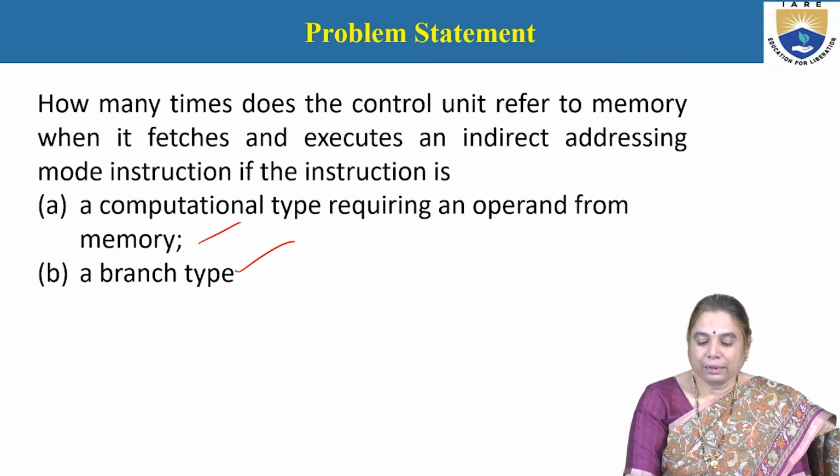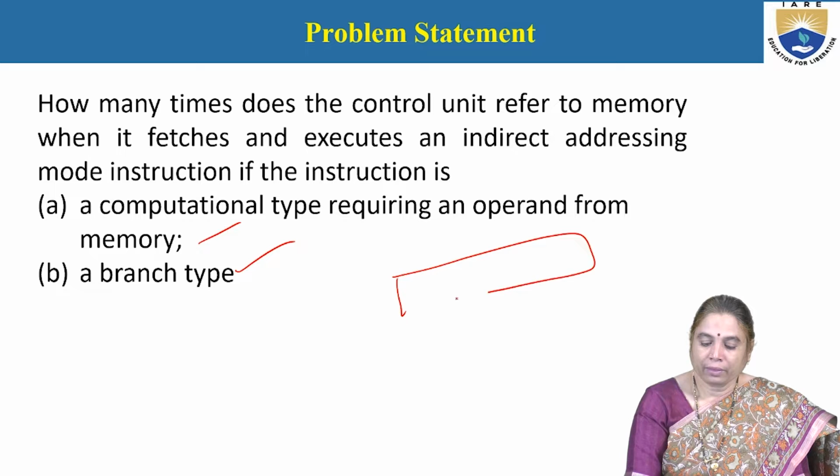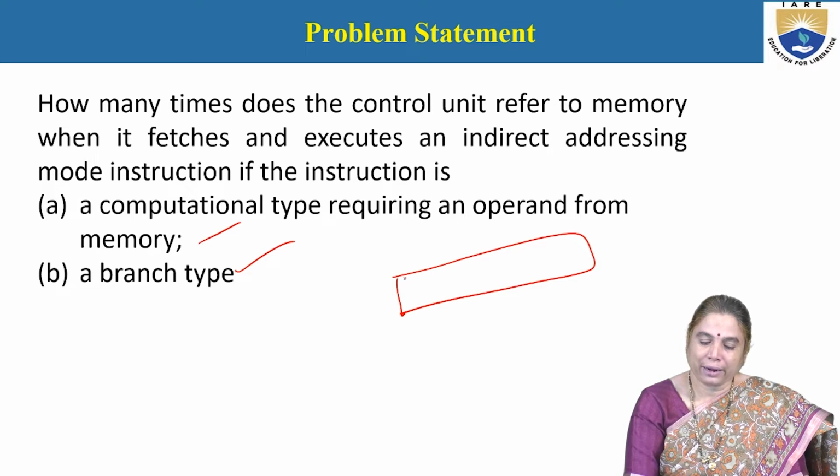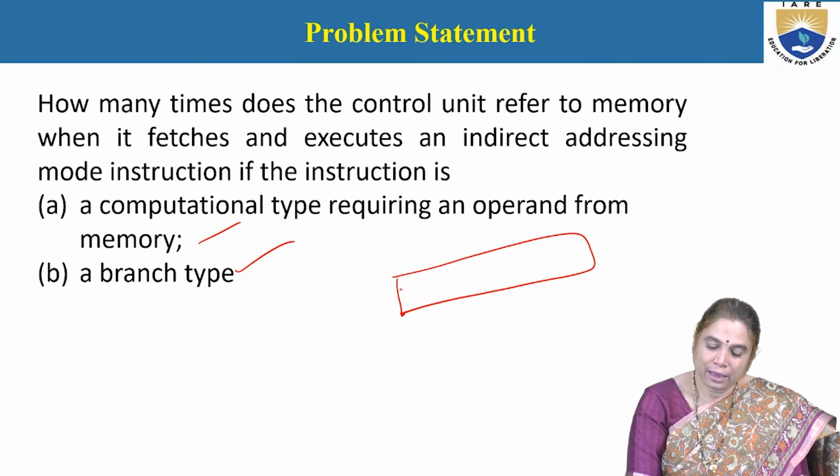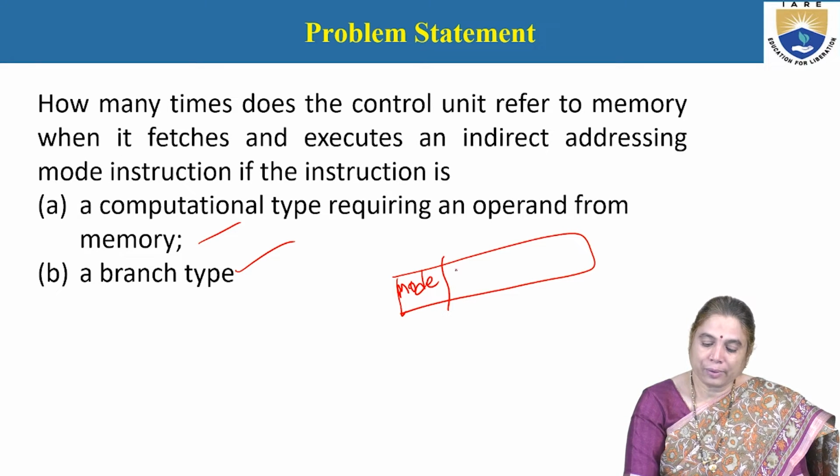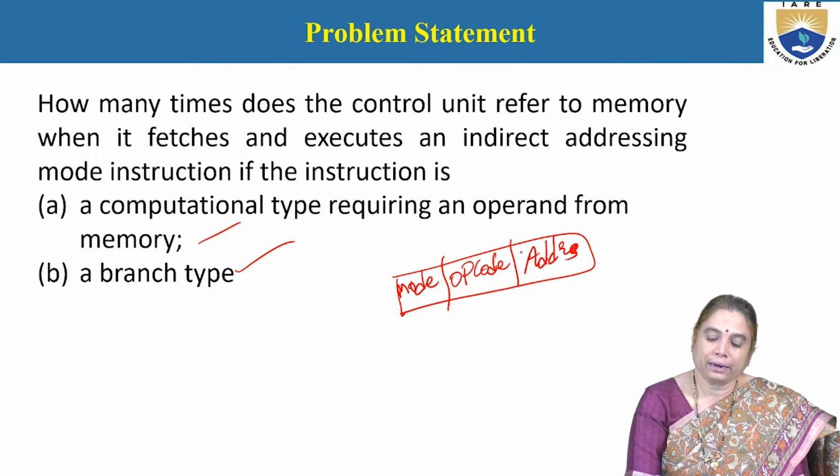So, in the instruction general format, the addressing mode has to be specified. The next field can specify the opcode. Next, the address. In case of indirect address, the I value can be 1.